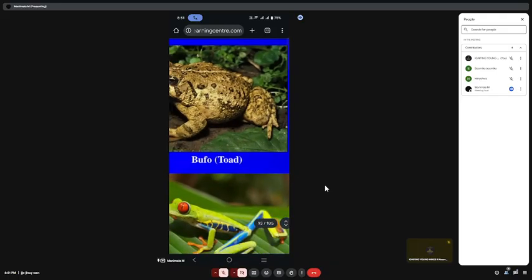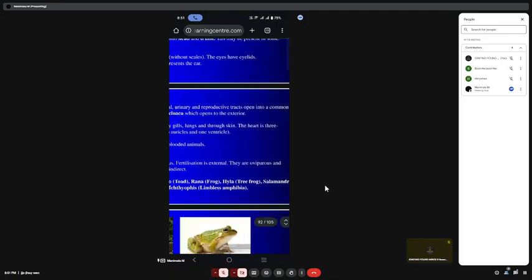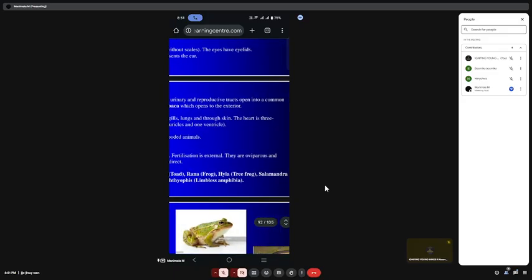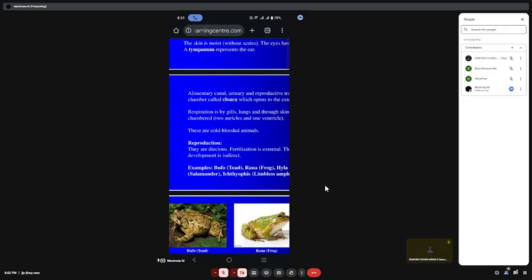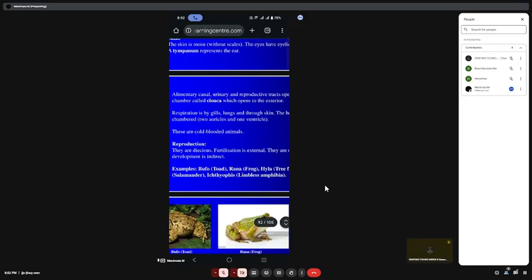Next, the digestive system: they have an alimentary canal, and the urinary and reproductive tracts open into a common chamber called the cloaca, C-L-O-A-C-A, which opens out by the cloacal aperture. The alimentary canal, urinary tract and reproductive tract all open into the common chamber. It is called the cloaca, which opens to the exterior.